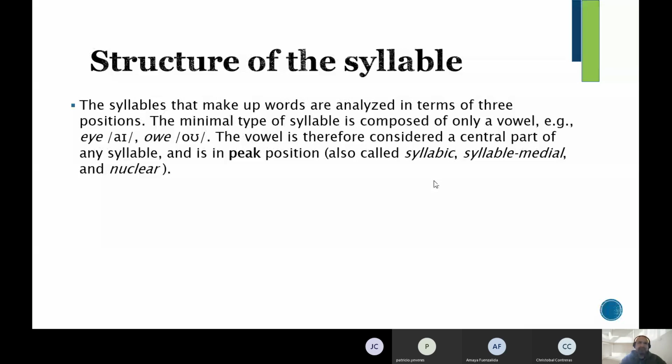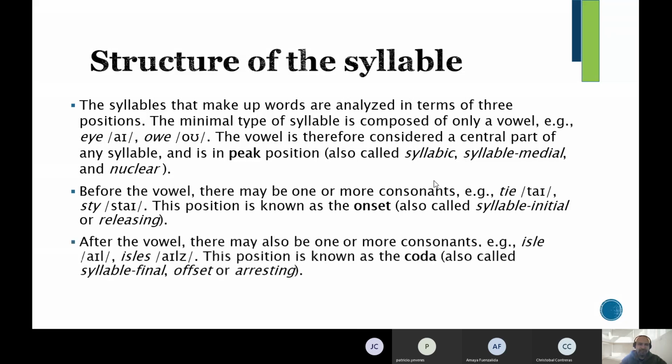I'm going to upload this presentation to the Moodle or LMS, as I said before. This presentation goes a little bit deeper into the components of a syllable, the structure of a syllable. I want to finish this presentation with this slide that talks about the peak, the onset, and the coda, which are terms that you are familiar with.